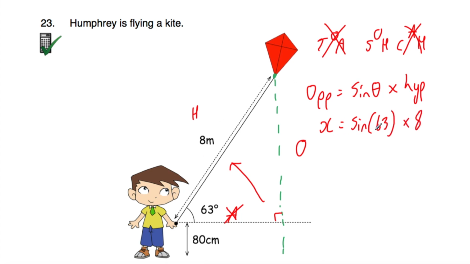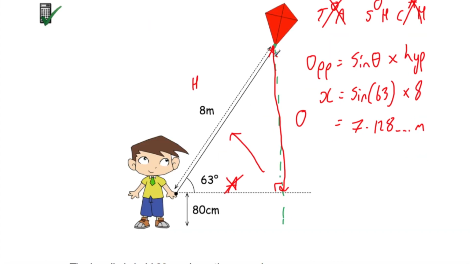So if we do the sine of 63 multiplied by 8, that will give us the distance from here all the way down to here. So let's do that and see what we get. And that's equal to 7.128 and so on meters. So that's the distance from the kite to here.